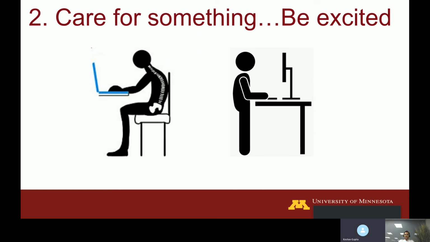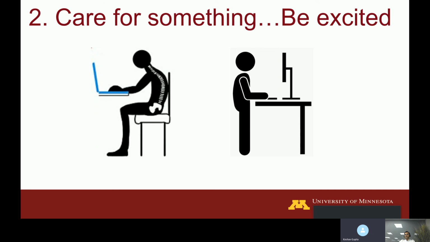My second last takeaway is care for something and be excited. When I was doing my MOT program, I got the best captain award for my project, and it was related to back pain. I had that personal experience when I was working back in Reliance in India, after studying in BIT. It really impacted my day-to-day well-being, and I really cared about that.